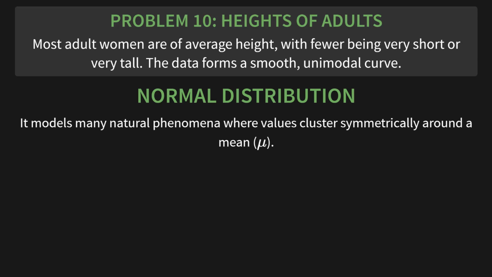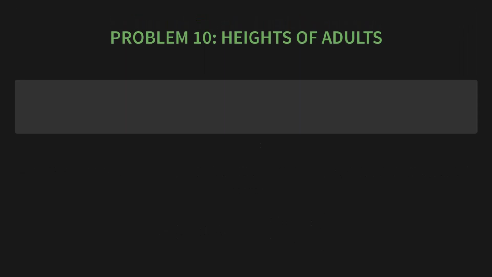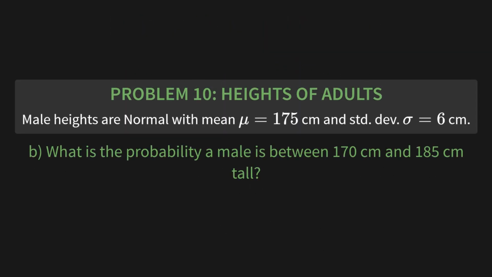Probabilities are found using the standard normal cumulative distribution function, which is that capital phi symbol, after converting our value to a z-score. You can see the formula right there. P of X is less than or equal to x equals phi of (x minus mu) over sigma. Okay, let's use it. Part B.